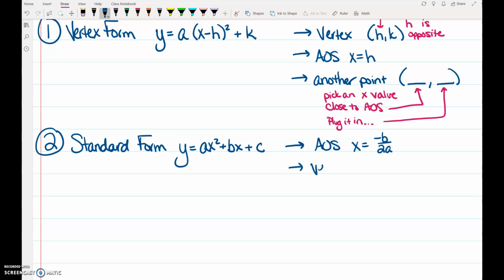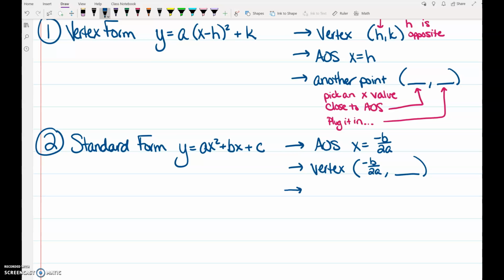Once you know where your axis of symmetry is, you know part of your vertex. Your axis of symmetry is the same as the first part of your vertex. So the first part is opposite of b over 2a. To get the corresponding y value, you would plug that number in to get the rest of your vertex. So you have to do quite a bit of math. You have to figure out the axis of symmetry. You have to plug that number in to get the rest of your vertex.